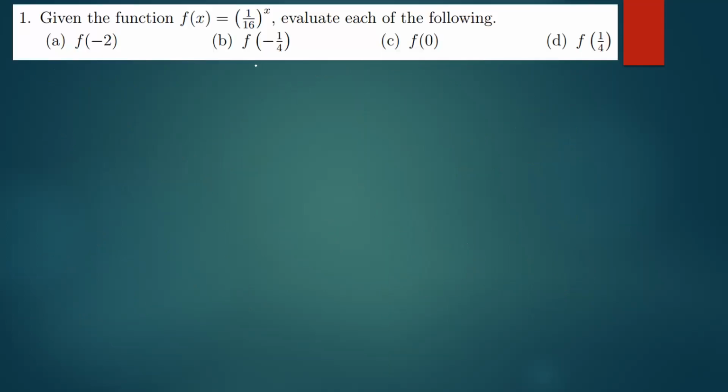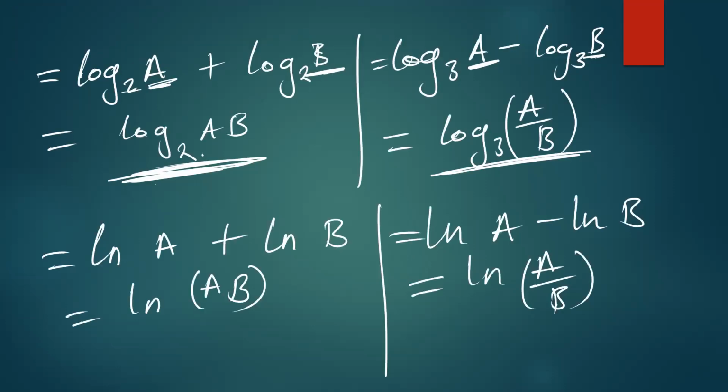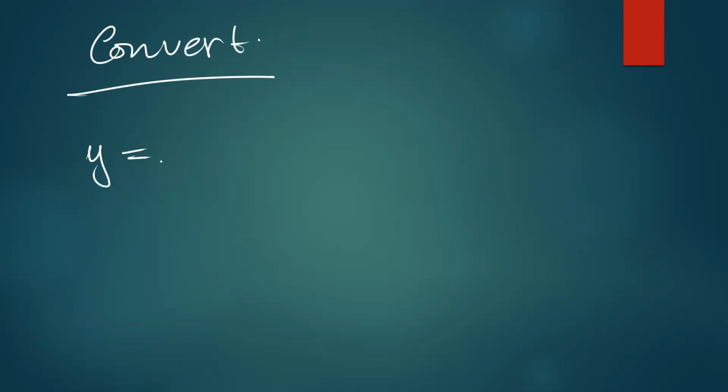So we have this question here. I think I've forgotten one thing. How do you convert a logarithm to an exponential and an exponential to a logarithm? It's very simple. If you have y is equal to log 5 base 3, how do you convert this to an exponential function?